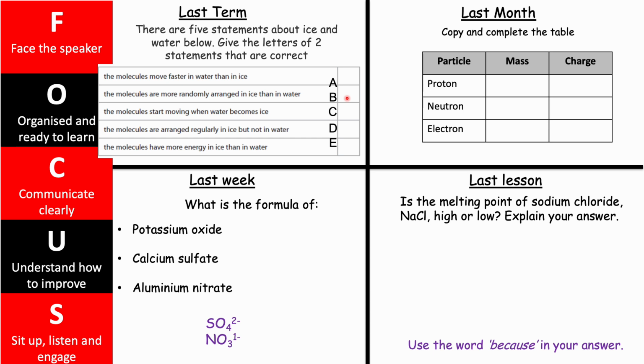B says the molecules are more randomly arranged in ice than in water. We know that's not true because ice is a solid and has a much more fixed, regular arrangement of particles than in a liquid, so it can't be B. C says the molecules start moving when water becomes ice. We know that when water becomes a solid, the molecules actually stop moving because they lose energy, so it can't be C. D, the molecules are arranged more regularly in ice than in water.